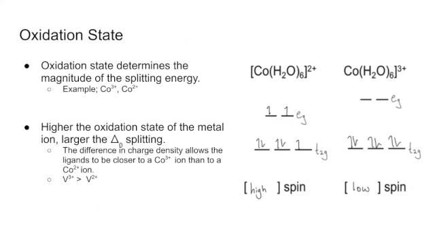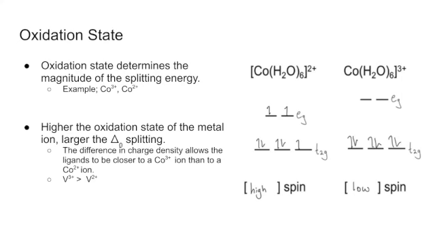Oxidation state is one parameter that affects the spin state. It determines the magnitude of the splitting energy for a metal complex. The cobalt-2 hexahydrate ion is high spin and weak field. The cobalt-3 hexahydrate ion is low spin. As the oxidation state increases for a given metal, the magnitude of delta increases.